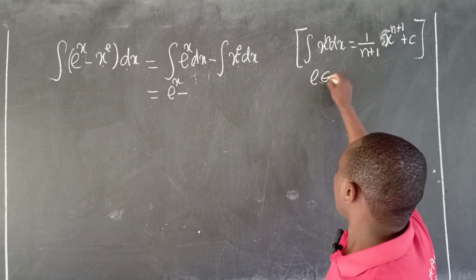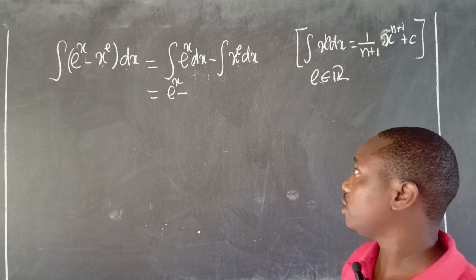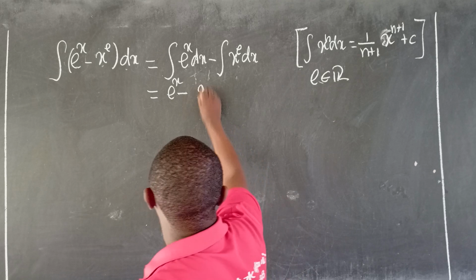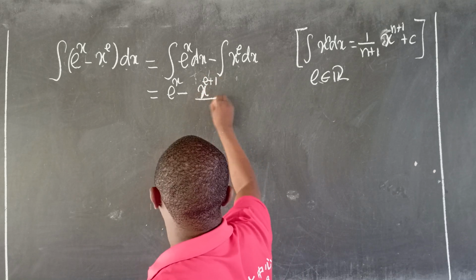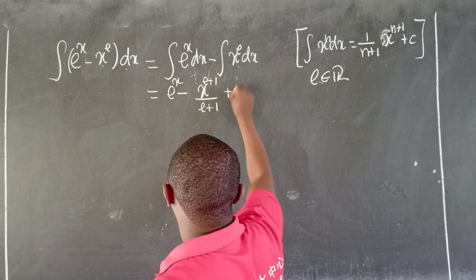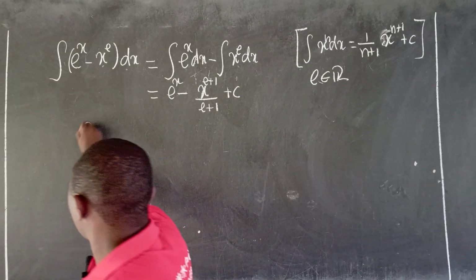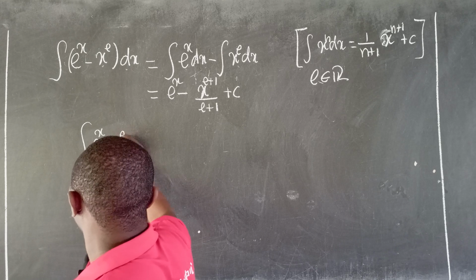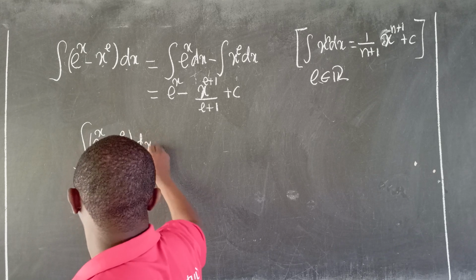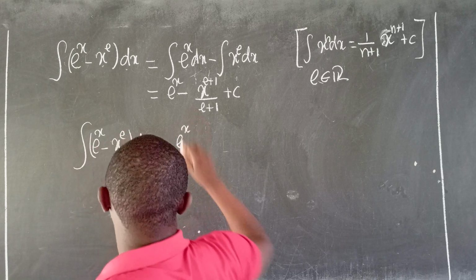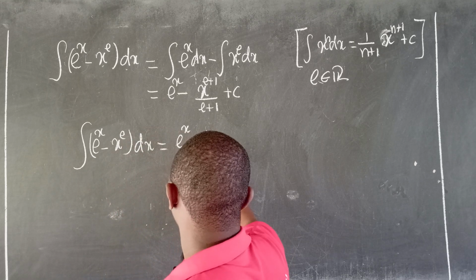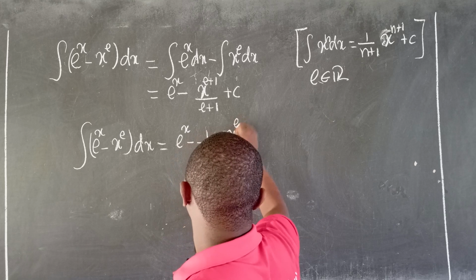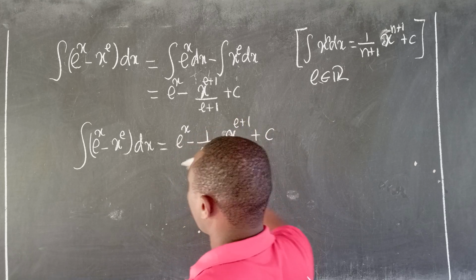e is a number, this is a number, and that's why this integral will be x to the e plus 1 over e plus 1 plus a constant. This will make the given integral of x to the e dx: e to the x minus 1 over e plus 1 times x to the e plus 1, plus a constant.